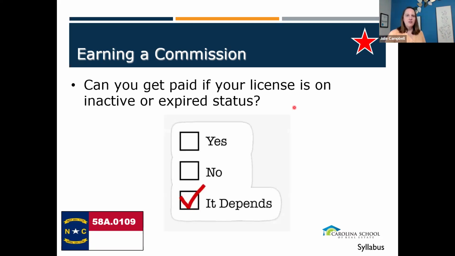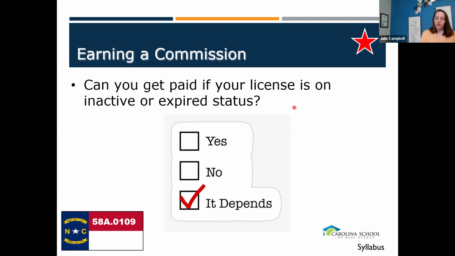Trick question. The answer is it depends. Here's the deal. If you brokered the majority of the deal before your license goes inactive or expired, and as soon as your license goes inactive or expired you stop brokerage activities, you may still get paid a commission. The real estate commission will allow it. It comes down to the firm's policy. So the only way you're getting paid on an inactive or expired status is because you brokered the majority of the deal. You got these people to closing, is what I'm saying.